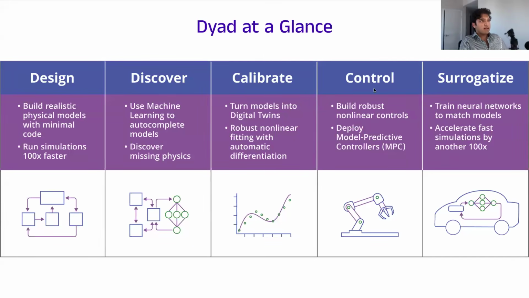So at a glance, this is the universe of things that you should be able to do with Dyad. You design your model, you can use machine learning to discover the dynamics of physics or things that are going on in your model, and you can calibrate your model to real data. You have a control systems toolbox that you can use to build controls for physical systems. And we also have some tools to let you build very fast surrogate models. So if you have a very complicated, slow-running model, you can build a nice surrogate for that.